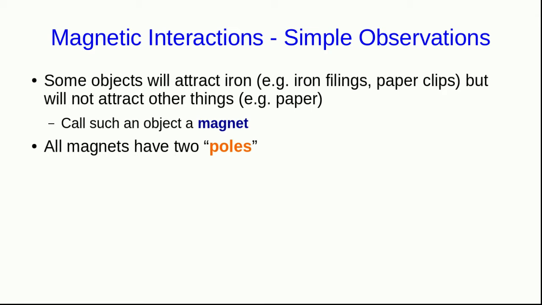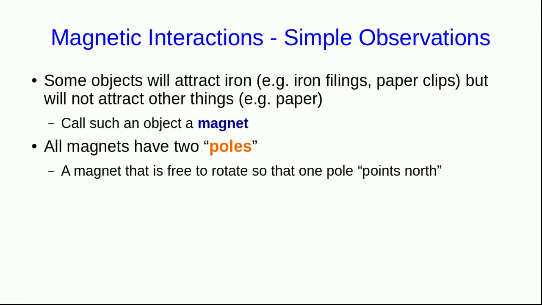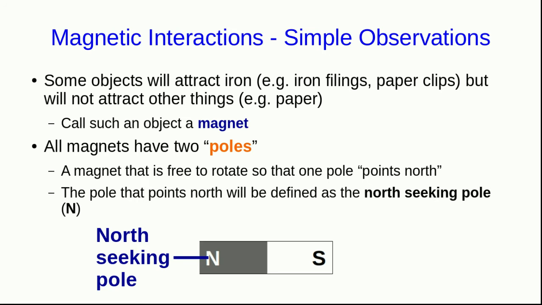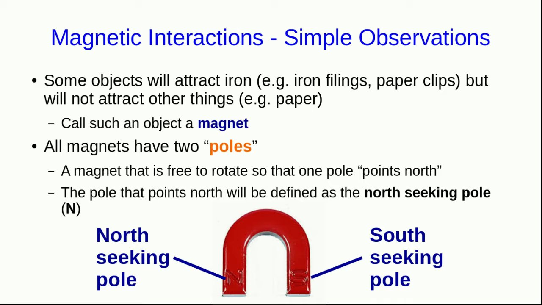All magnets have two poles, and in particular if you suspend a magnet so that it's free to rotate, there's one pole that will always end up pointing north. We call that its north-seeking pole, and the other end is called its south-seeking pole. We'll often abbreviate that just to North Pole and South Pole, but it is clearer to call them the north-seeking and south-seeking poles. And note that no matter what shape a magnet is, it always has both poles. For example, a horseshoe magnet is just a bar magnet that has been bent.